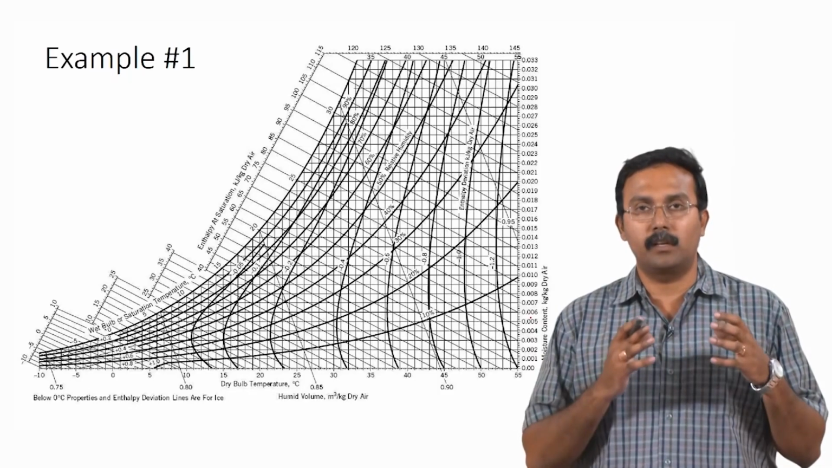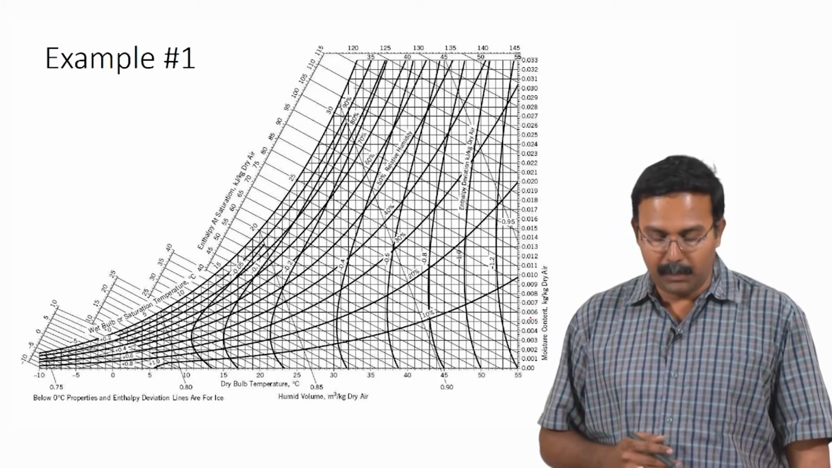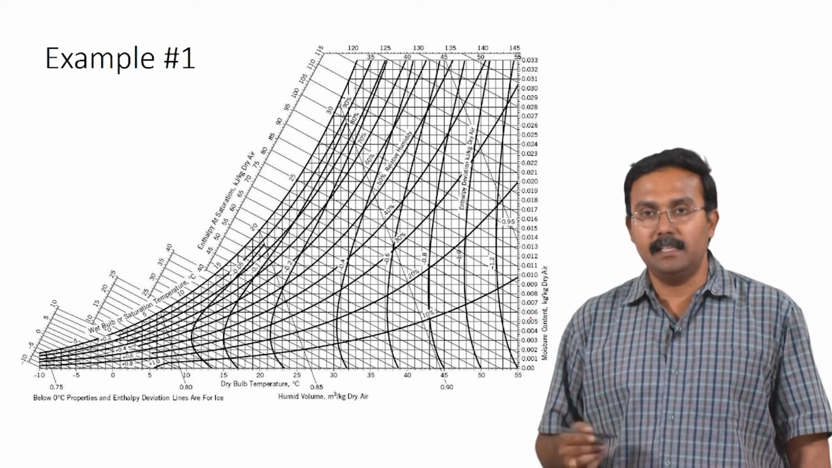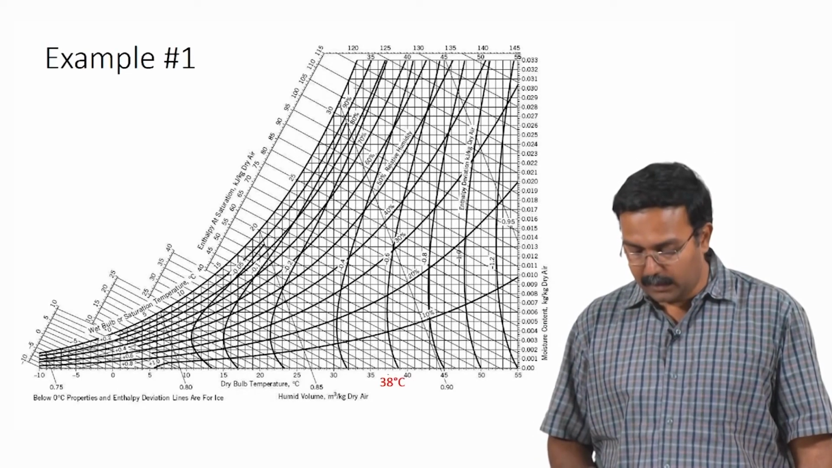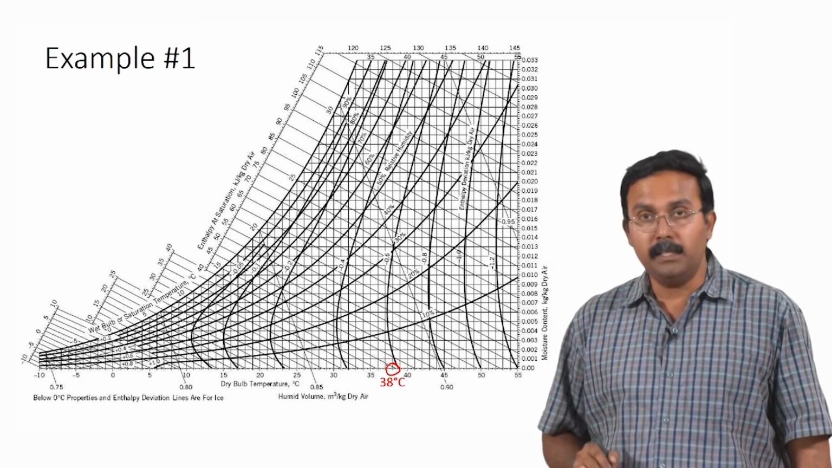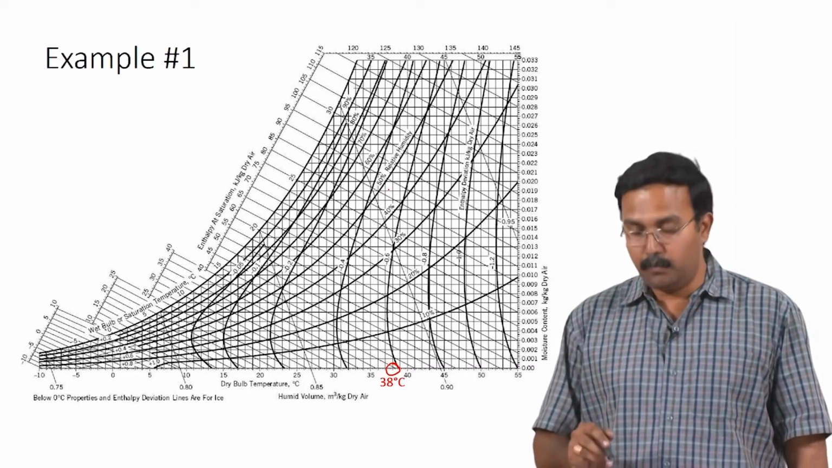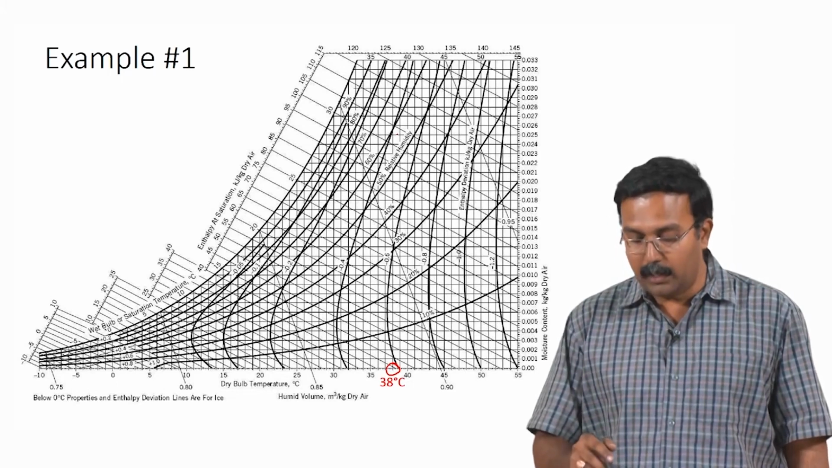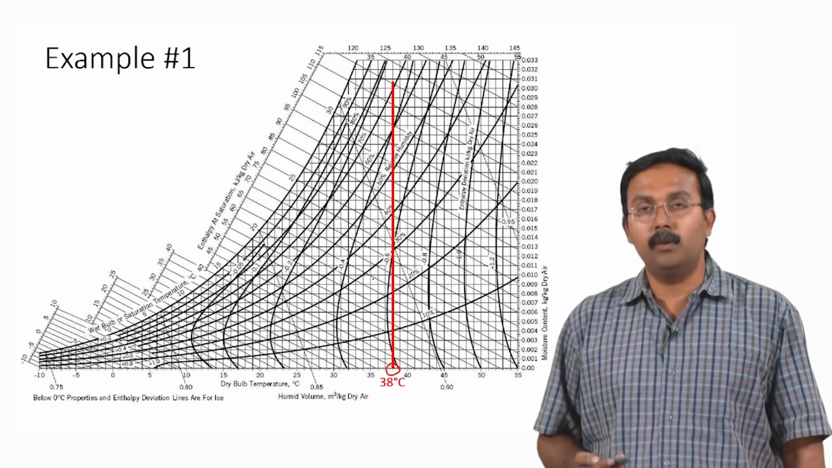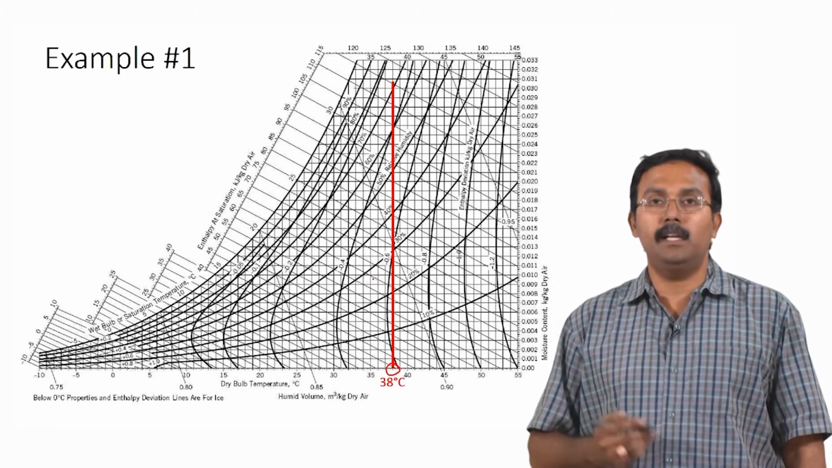Information for this exit air can be obtained from this psychrometric chart. Let us see what information we can obtain. We know that the dry bulb temperature is 38 degrees Celsius. So, we will mark this on the chart, which is 38 degrees Celsius here, and from this dry bulb temperature we can draw a straight line where, depending on the relative humidity, the point of interest has to be identified. So, this is the line on which the point of interest would lie. However, we do not have the relative humidity given to us.